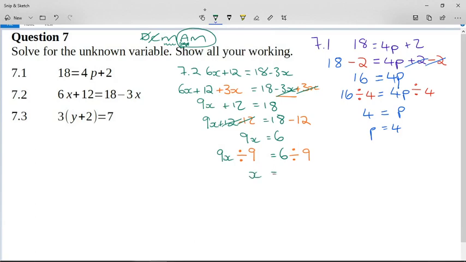And then on the other side, I've got 6 divided by 9. So if you put that in your calculator, it's going to give you a number. But what we prefer in algebra is to put it as a fraction. Remember, the fraction is another way of showing division. So 6 over 9, I want to simplify it. So I divide the top and the bottom by 3, and I end up with 2/3. So x equals 2/3, and I can leave it as a fraction because this is algebra.